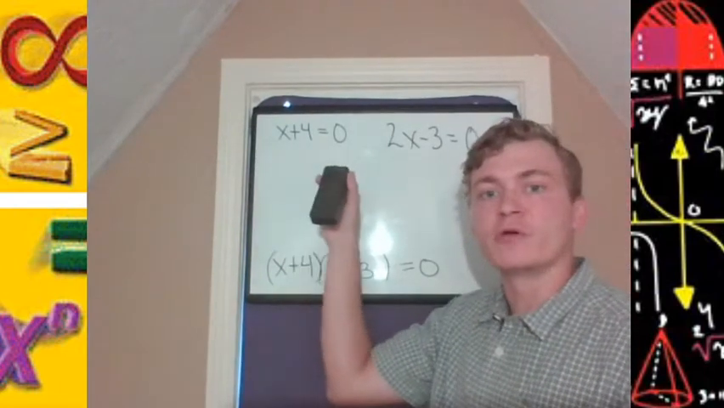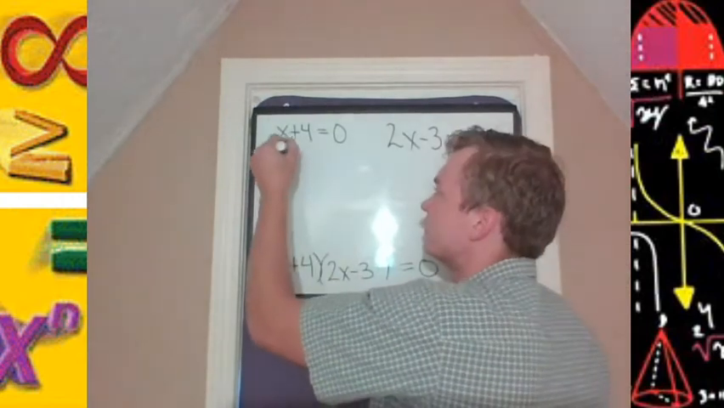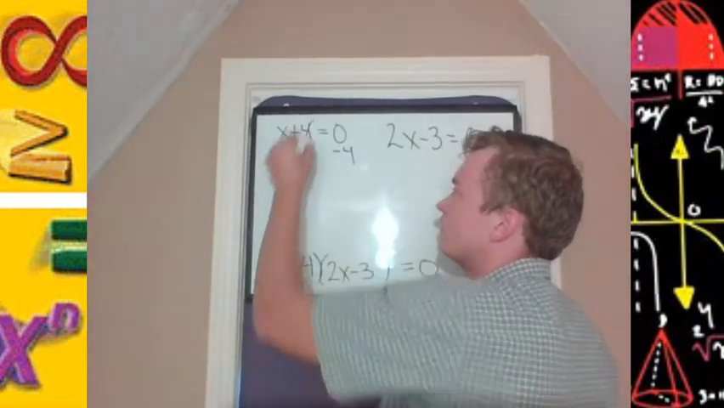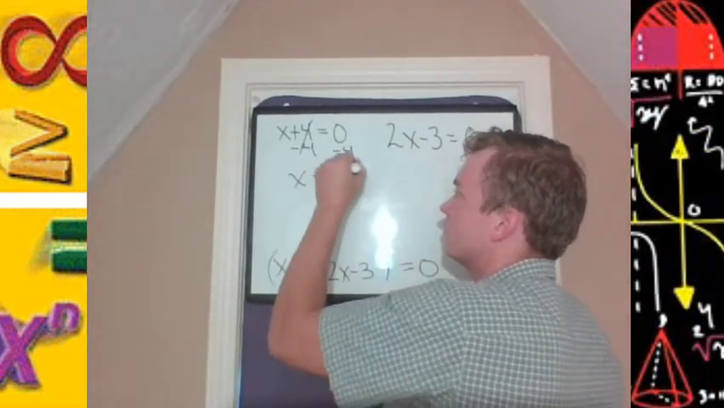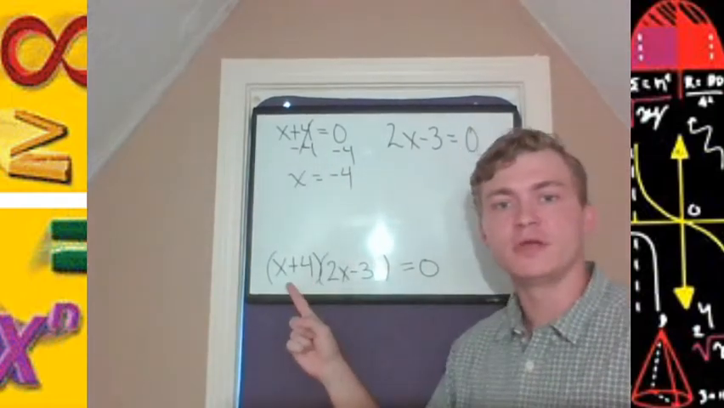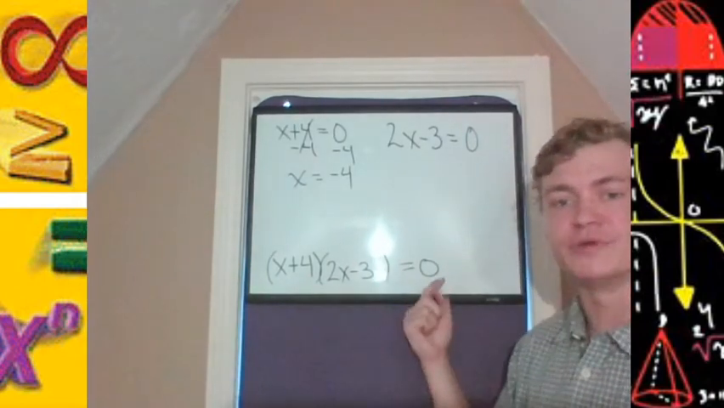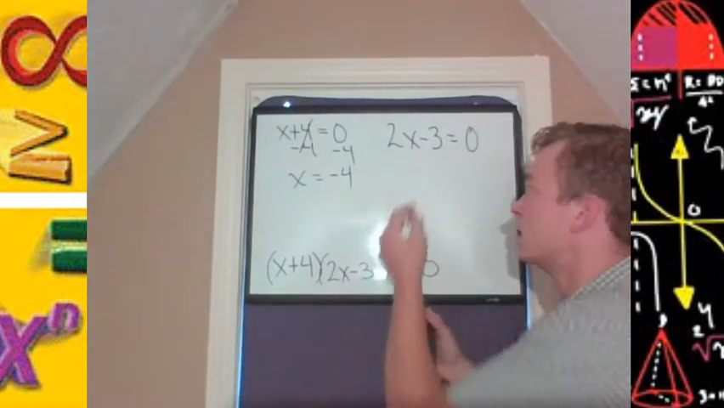What number plus 4 equals 0? To get x by itself, we're adding 4, so let's subtract 4. So we get a solution of -4. Of course, -4 plus 4 is 0. And here, -4 plus 4 makes this 0, and 0 times any number is 0. We confirm that solution.